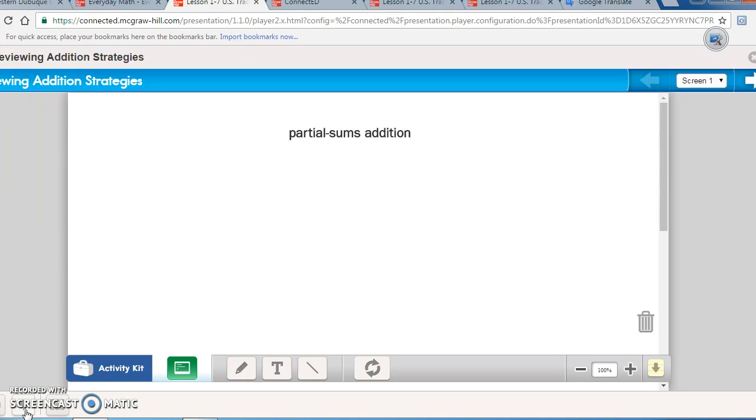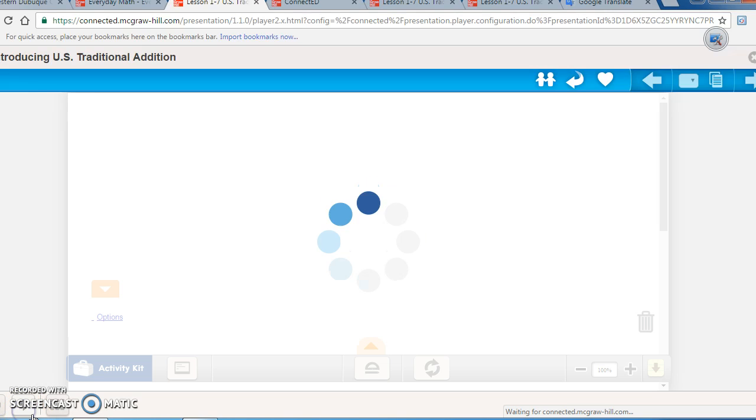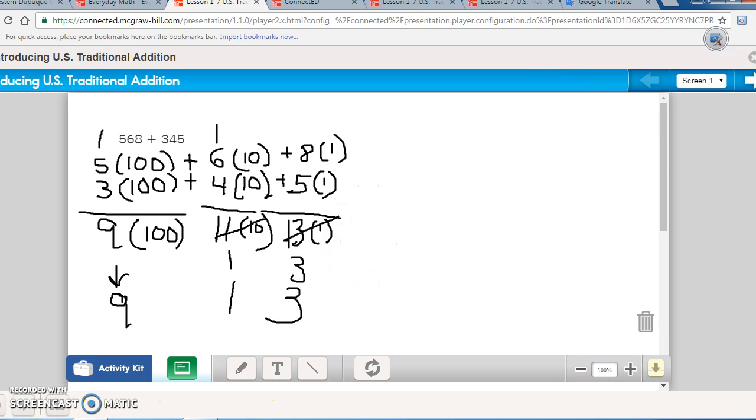Partial sums addition. Partial sums addition basically means that you are adding up parts of the number together. For instance, let's look at our next page. We have 568 plus 345.